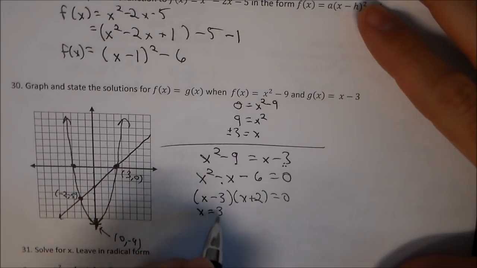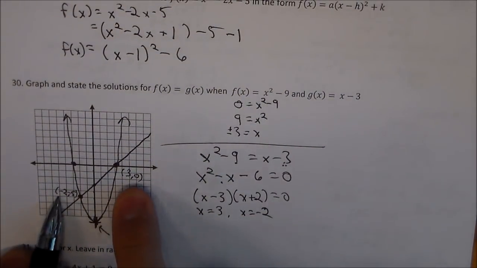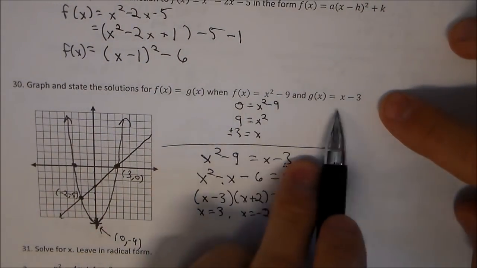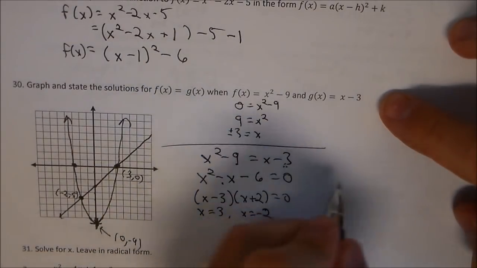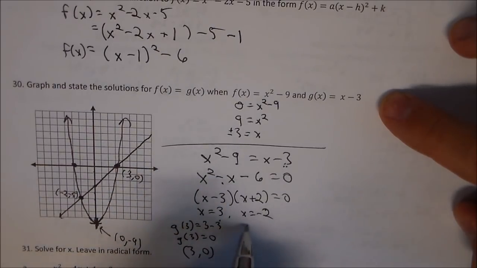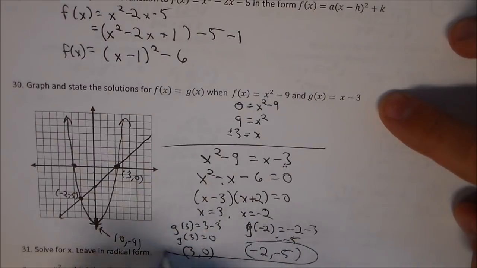So it gives me solutions of 3 and negative 2, which if we look are the x values that we had. So now we go back, put them into either equation. We'll put it into g of x. So we know 3 is one of them. So g of 3 is 3 minus 3, or 0. So one coordinate is 3, 0. And g of negative 2 is negative 2 minus 3, which is negative 5. So that would be the coordinate negative 2, negative 5 for our solutions.